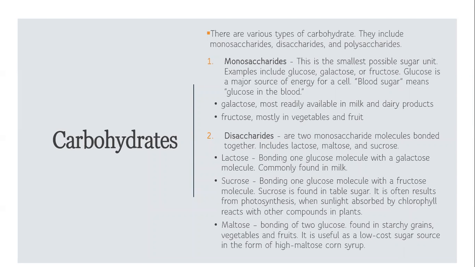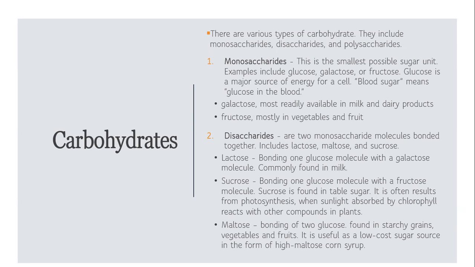So there are various types of carbohydrates. We have the monosaccharides, disaccharides, and polysaccharides. So when we say mono, it is the smallest possible sugar unit, mono meaning one. So this includes our glucose, galactose, and fructose. So glucose is the major source of energy and also known as the blood sugar. Then we also have the galactose that is readily available in milk and dairy products, and the fructose that is usually found in our vegetables and fruits.